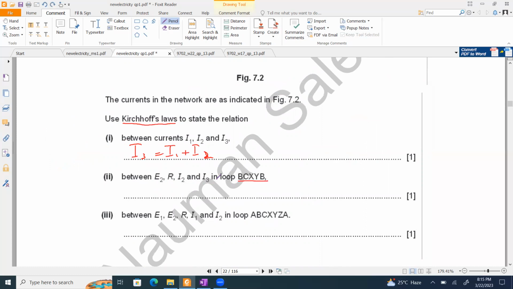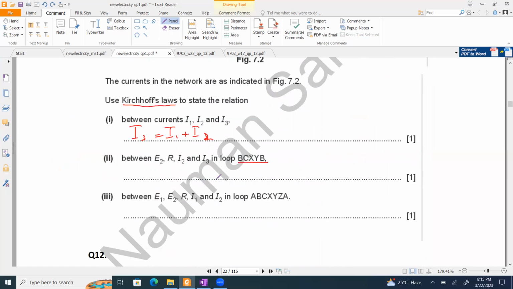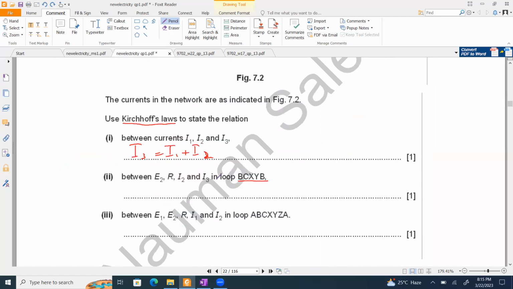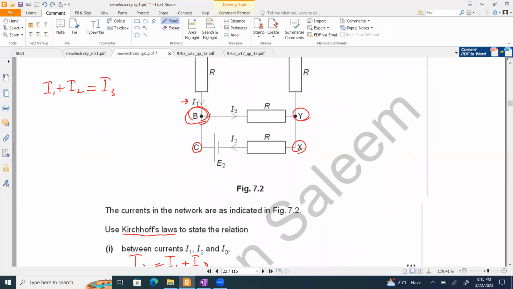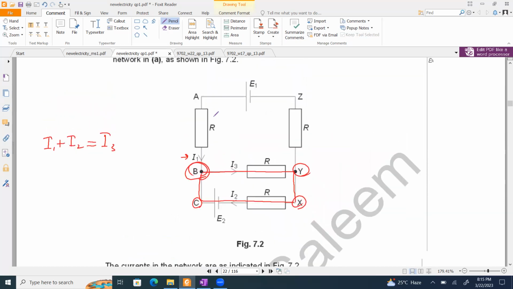It means they must be talking about the closed loop law, and that closed loop law is definitely Kirchhoff's second law, right? So I'm going to consider this loop and work on that. First of all, on this loop, how many sources of EMF are there? One only, and that is E2, right?